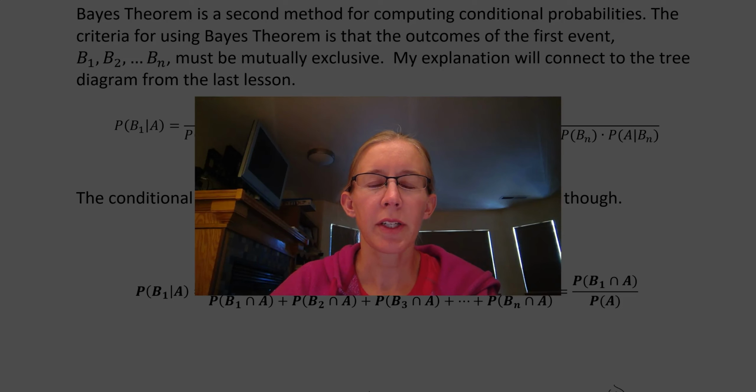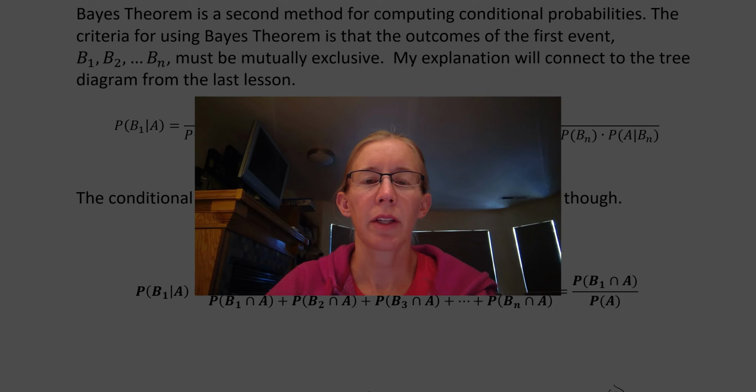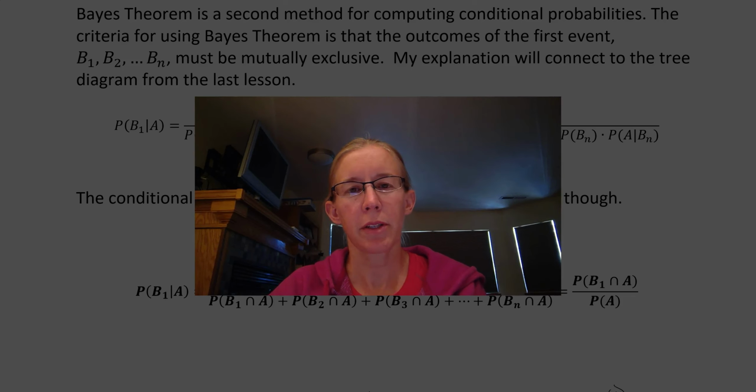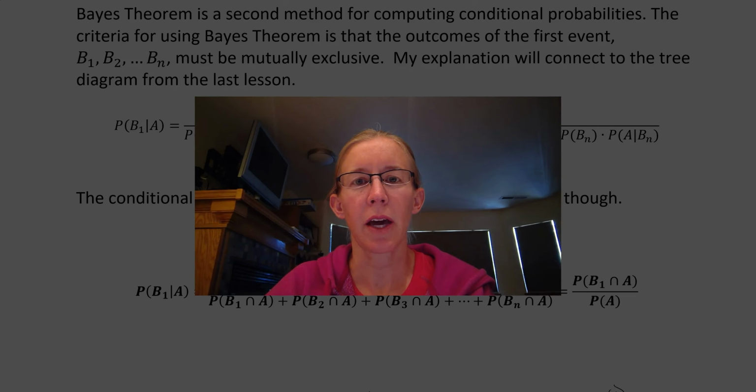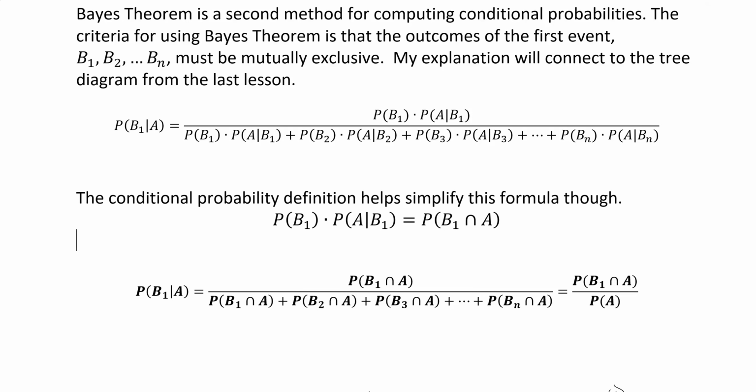In this video, we're going to take a look at Bayes' theorem. Bayes' theorem allows us to calculate conditional probabilities that are a little more complex. One criteria for Bayes' theorem conditional probabilities is that the outcomes of event 1 must all be mutually exclusive. Bayes' theorem is this very long formula.